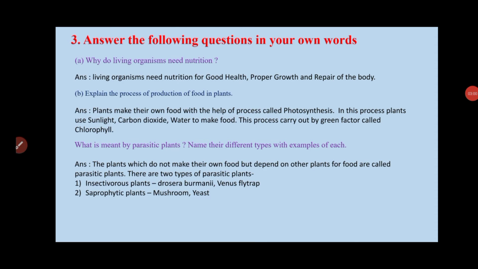Next question: what is meant by parasitic plants, and name their different types with examples of each. We know that parasitic plants are plants which depend on other plants for their food, means they cannot make their own food, so they depend on other plants for food. Such plants are called parasitic plants. There are two types. First is insectivorous plants, which do not make their own food, so they depend on insects for their food. Examples are drosera burmanni and venus flytrap. The other is saprophytic plants, and examples are mushroom and yeast.